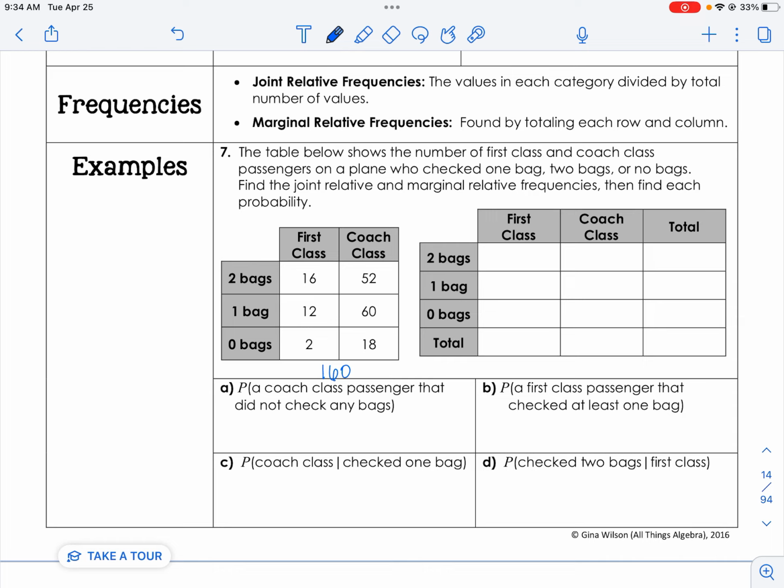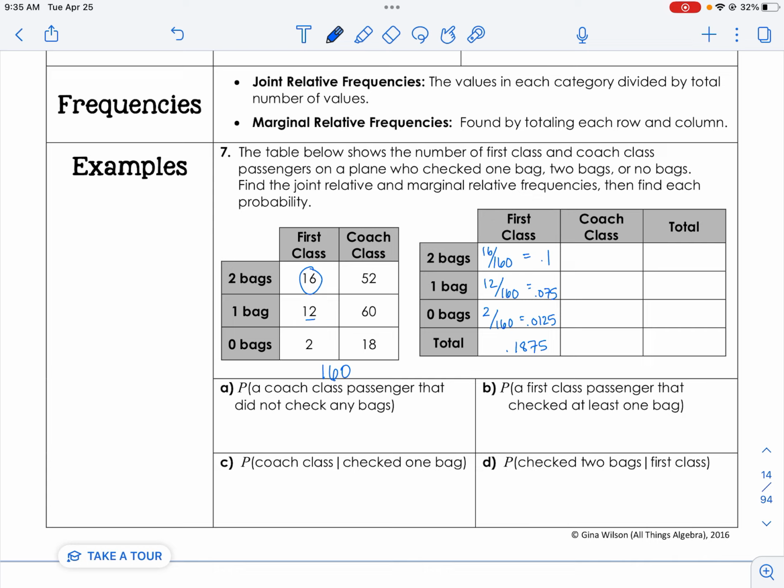So I'm going to find the values in each category divided by the total number of values. For example, the number of first class people who took 2 bags would be 16 out of 160, which would be equal to 0.1. The first class people who took 1 bag, that would be 12 out of the total number, 160. Who took 0 bags would be 2 out of 160, etc. And you're going to get the following decimals in this chart as you fill this in. And then a total here, 0.1875 as you add the rows and columns.